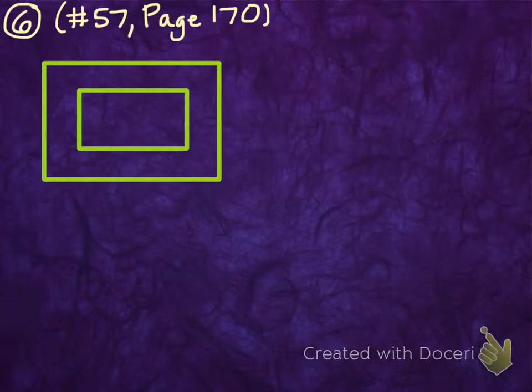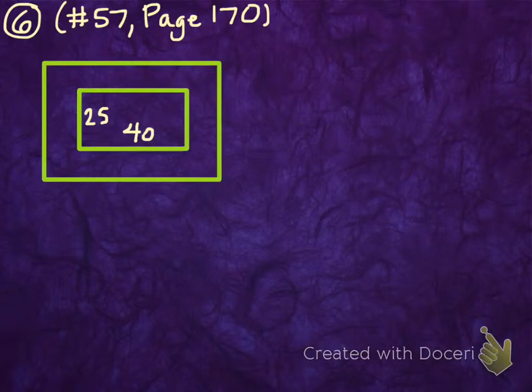On number 6 from your bat list, which is actually number 57 from page 170, we are told that someone designed a rectangular patio that is 25 by 40 feet. So let's update our picture to reflect those measurements. So 40 by 25. This is the 40, the long side, and this is the 25, because the patio is on the inside, the smaller rectangle.